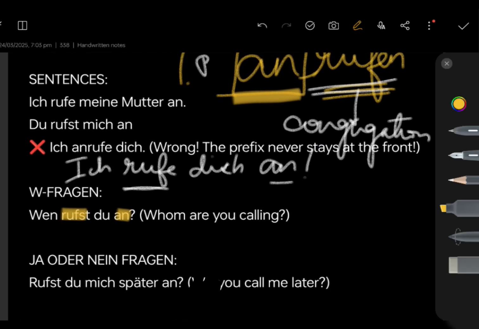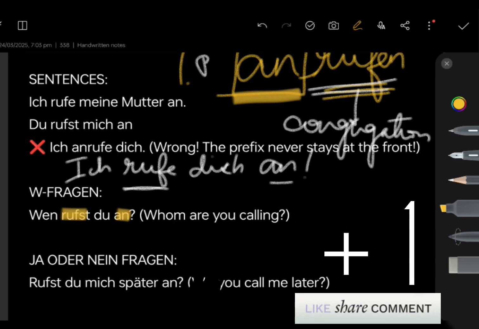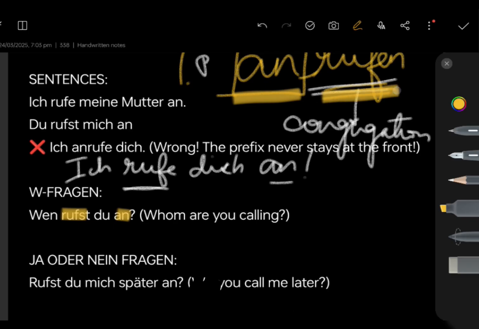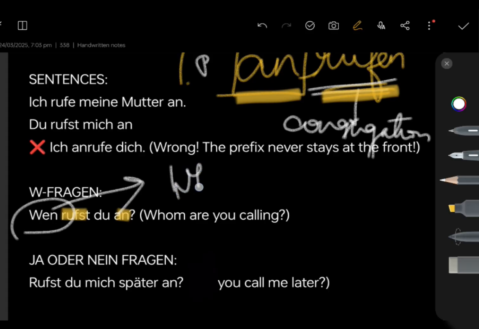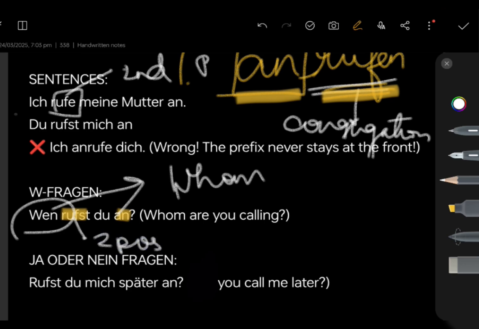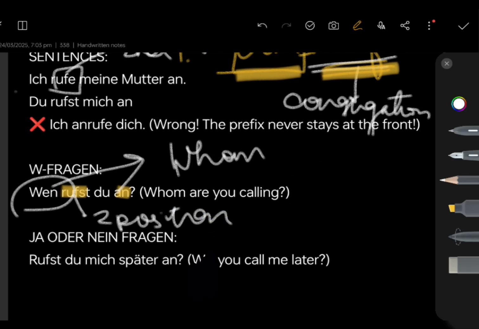Does that make sense? Until now, if you're clear, do drop a +1 in the comment section. Next, rufen, which is conjugation. Again, we will have to conjugate rufen into rufst. And there's one difference you might have noticed. Since it's a W-Frage, the question word appears. Now, what are question words? Wo, woher, wann, those words. This is whom. In sentences, the verb is in the second position, and even in the W-Fragen, it's at the second position. Okay? Done.